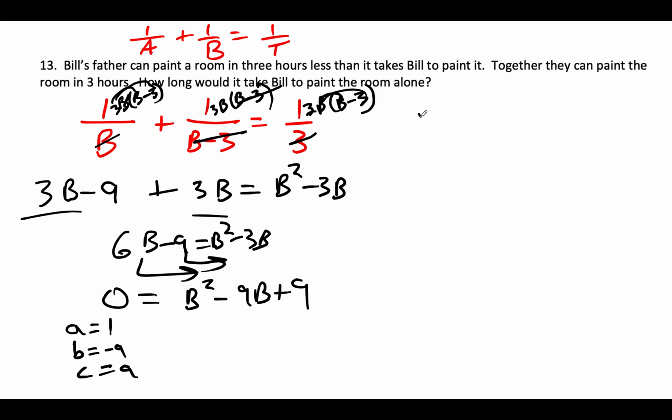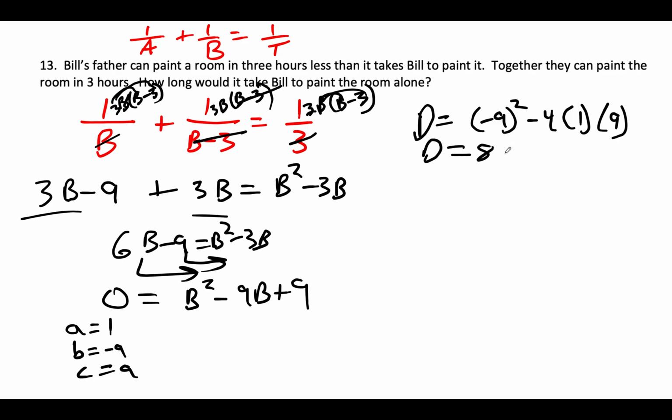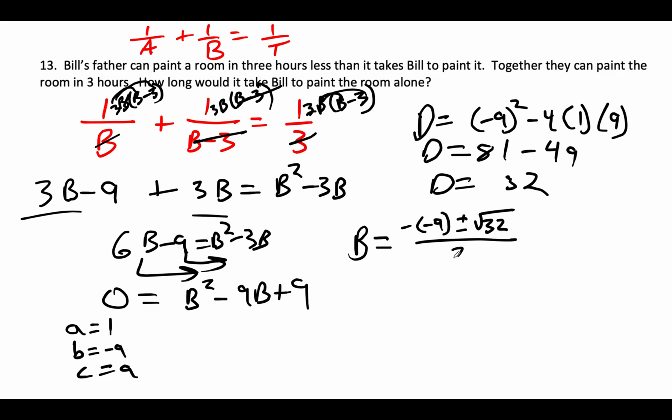And I will do the discriminant, which is big D, which is b squared minus 4ac, and I get 81 minus 49, which is 32. Okay, so now x is equal to negative b, but I'm really solving for b. Negative 9, right? The opposite of negative 9, plus or minus the square root of 32 all over 2.